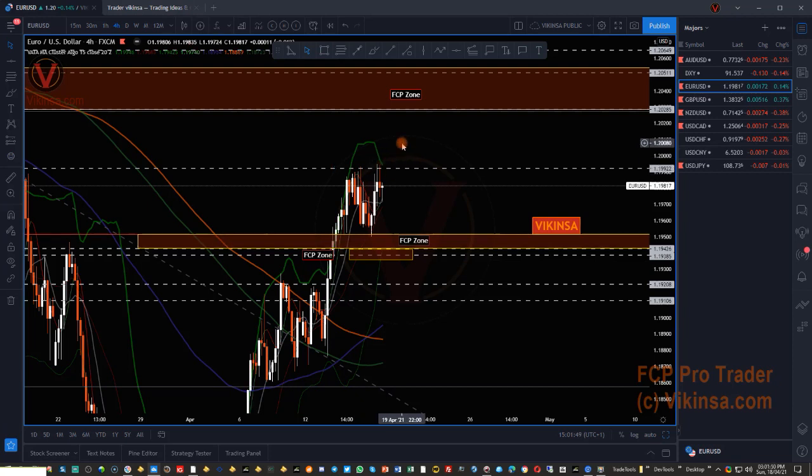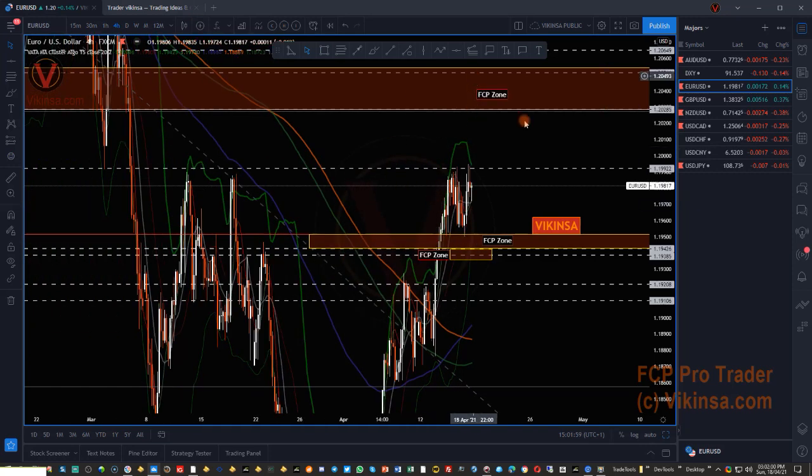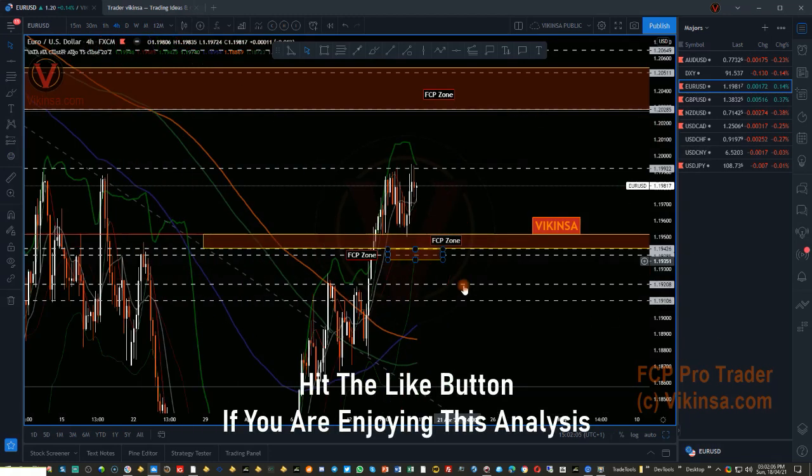So I'm expecting it to go there. It makes logical sense, and psychologically it can actually go there. And if the market finds enough bullish momentum, then it can go all the way to this FCP zone, which starts at 1.20285.